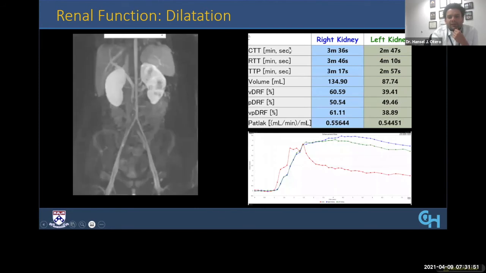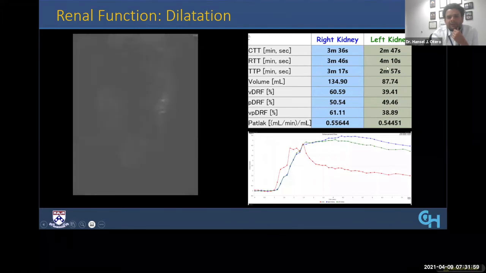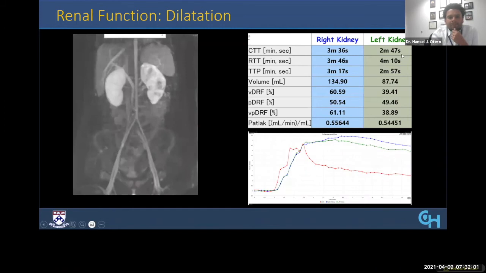So when we see our numbers from our curve, we are going to calculate the calyceal transit time and renal transit time, and it's not in the obstructed category. So again, dilated system versus obstructed system.